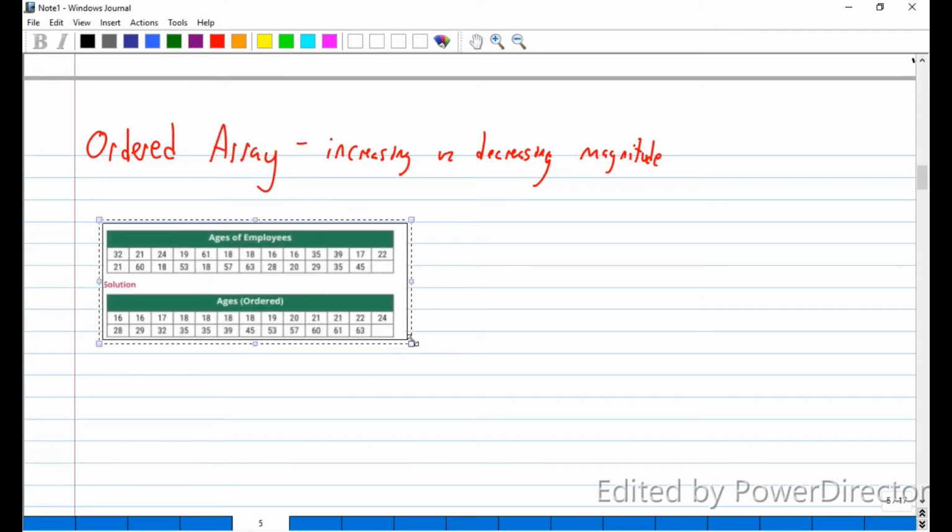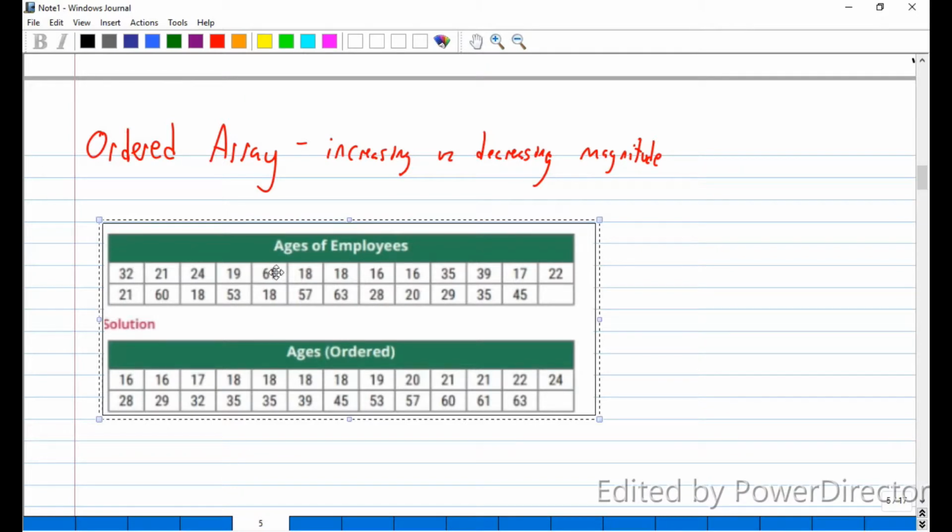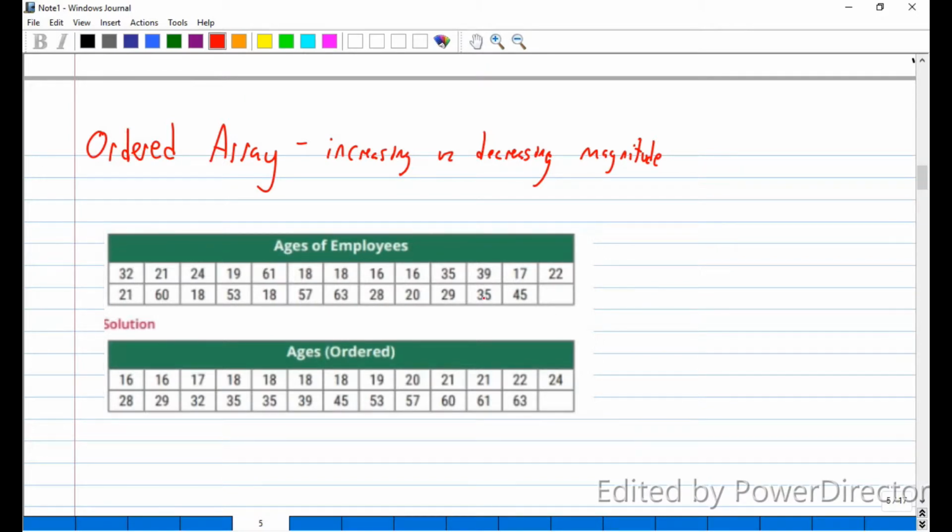So if you had a big set of data like this, age of employees, well, before we can start doing some of the things that we want to do with this data, it has to be ordered, okay? And so we would want to order it, then we could do other statistical stuff to it. That's an ordered array.